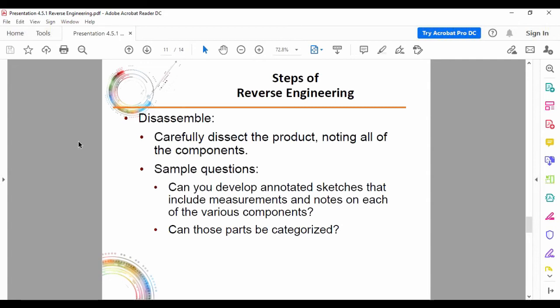The next step in reverse engineering is the disassembly of a product. When I've taken apart equipment, it's a lot easier to work with now. But I take pictures. I take a picture of how it looks before I even start, and then after each step, I take a picture. That way, when I need to reassemble it, all I have to do is look at the pictures in reverse, and then I can see what I did.